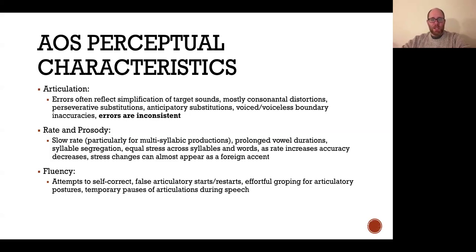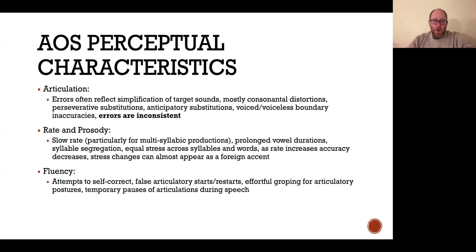Equal stress across syllables and words, so kind of that mono stress that we talked about. And then as the rate increases, their accuracy decreases. So as they're speaking more and more quickly, their accuracy tends to plummet. They may also come across as having a foreign accent to you. Whereas they might be someone who had what's called the standard American accent, no accent at all, and now they sound like they could be from another country. That is part of that apraxia. It's just the way that their speech sounds after that neurological issue has manifested.